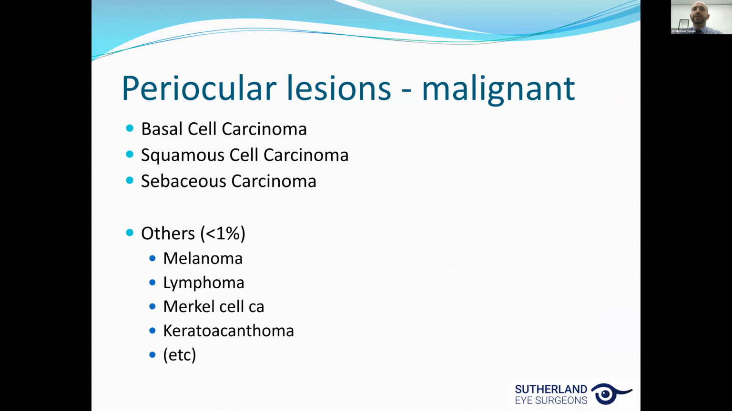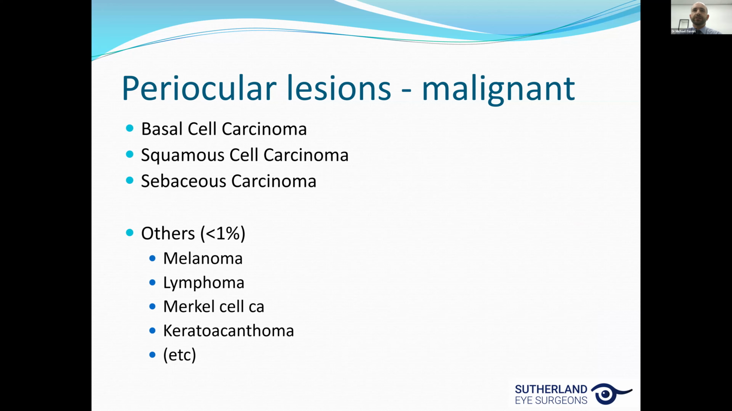Moving on to malignant periocular lesions. So really the big three here, no surprises, basal cell carcinoma, squamous cell carcinoma, but the one that people sometimes forget about or aren't as familiar with is sebaceous carcinoma. It's an important one to remember, and we'll go through all of these in a minute.